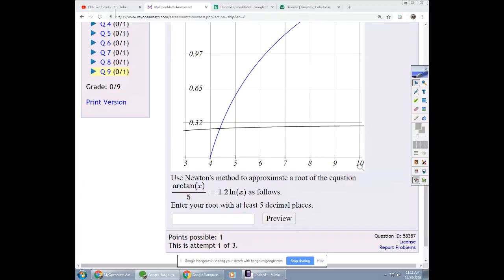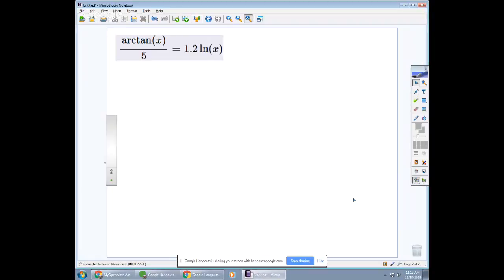Question here about Newton's method for this equation. We have these two functions. I'm guessing the black one is the arctangent and the blue one is the logarithm. And we want their intersection. Newton's method does not find intersections directly. What we have to do is get one side equal to 0 so we can find a function on the other side.